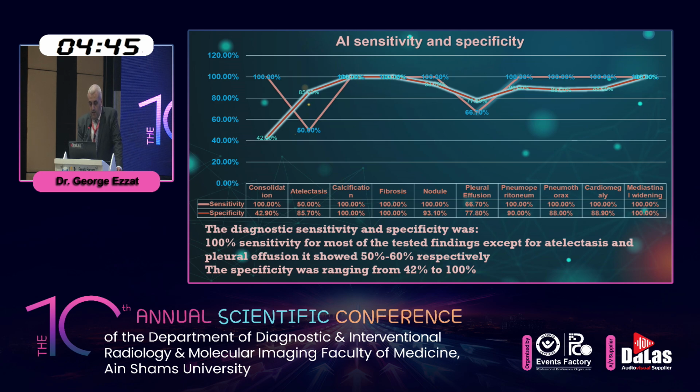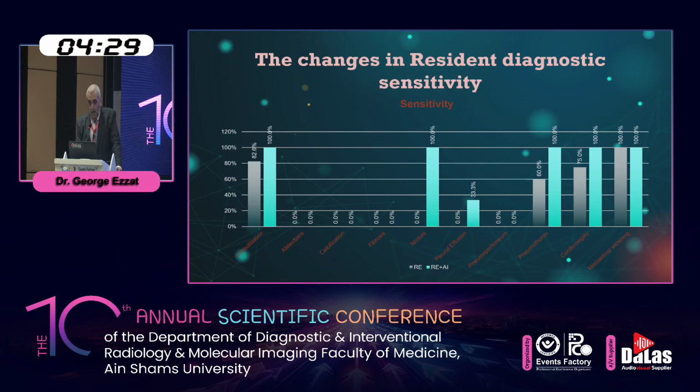This software had very good sensitivity for most of the tested findings, except for atelectasis and pleural effusion, which was relatively lower. The problem was in specificity, especially in some findings, which we'll discuss later. We can see in this graph the difference between the performance of resident with and without AI sensitivity. In most findings, there was increase in the sensitivity of the resident to pick up findings after using the AI.